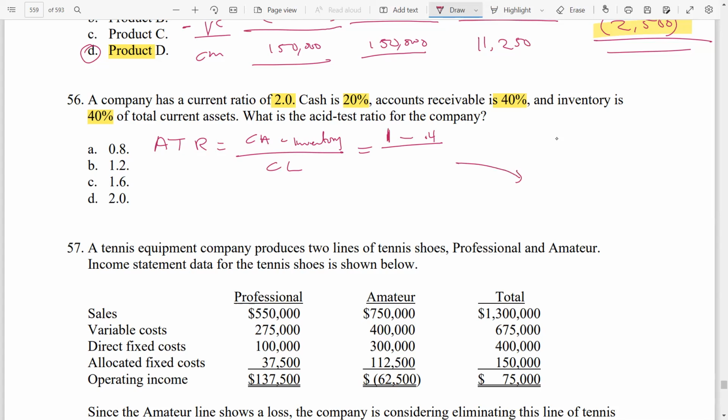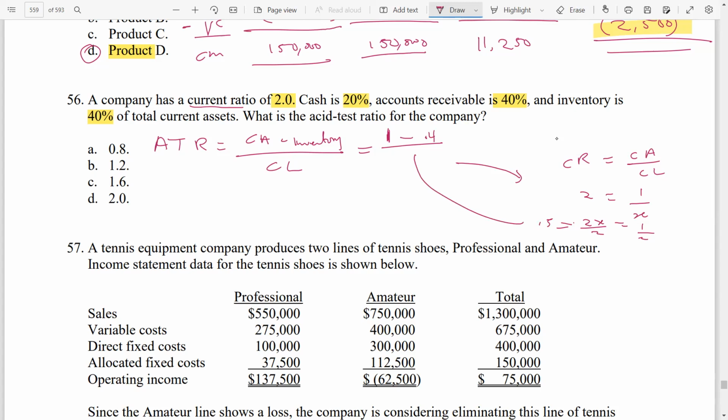So we are going to calculate current liabilities by using the current ratio. The current ratio is current assets divided by current liabilities, and we have been given a current ratio of 2. So we have 2 equal to current assets of 1 divided by X. Cross multiplying, we have 2X equal to 1, so dividing by 2 gives us 0.5.